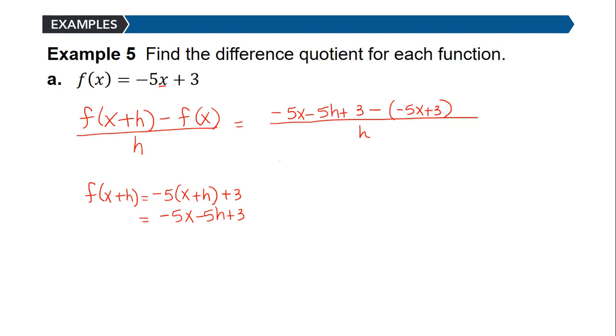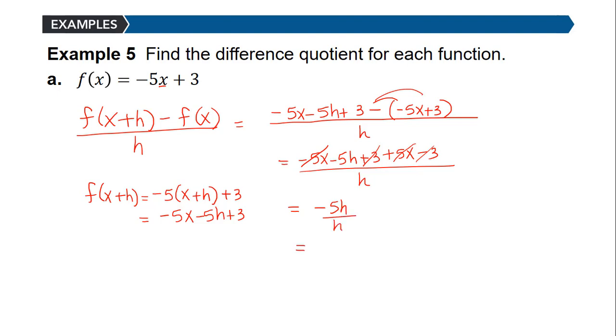Simplifying the numerator, we distribute the negative 1. So we get negative 5x minus 5h plus 3, then plus 5x minus 3, and divided by h. Note that the negative 5x plus 5x adds to 0, 3 minus 3 adds to 0. We have negative 5h divided by h, which we simplify to be negative 5.